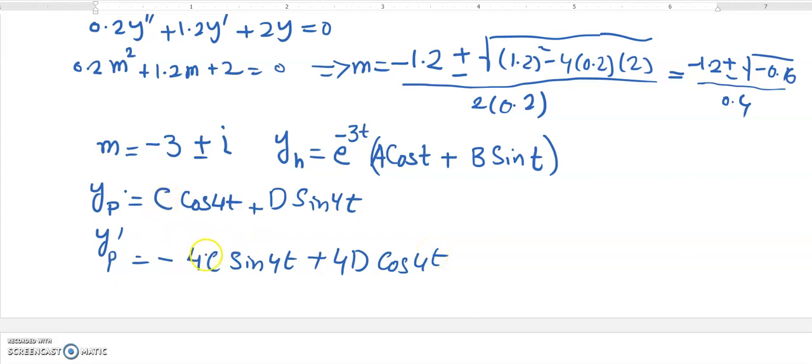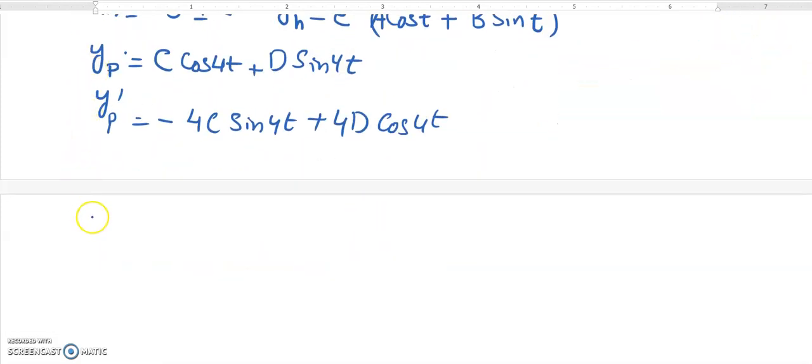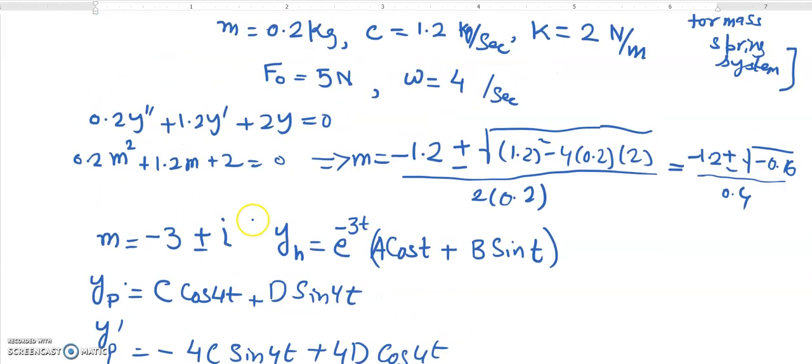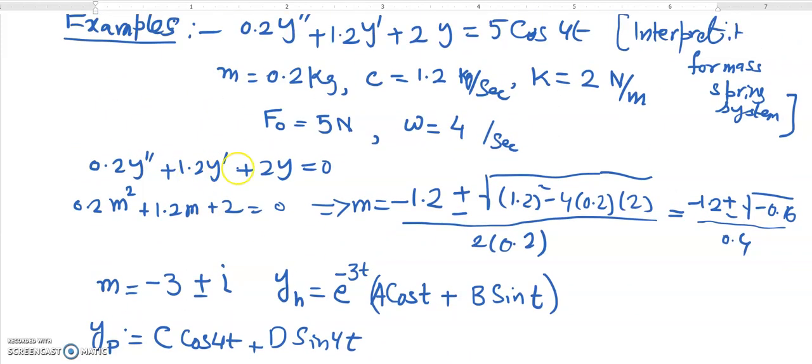Okay, and then y double prime of p is equal to minus 16c cosine of 4t, and then a minus, so minus 16d sine of 4t. So we input this into the original equation.